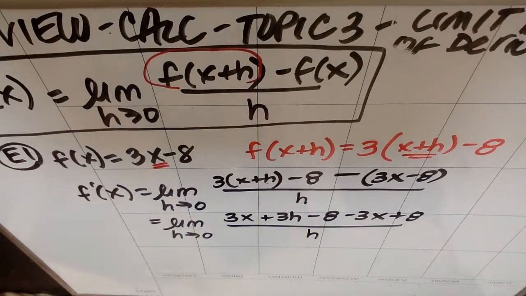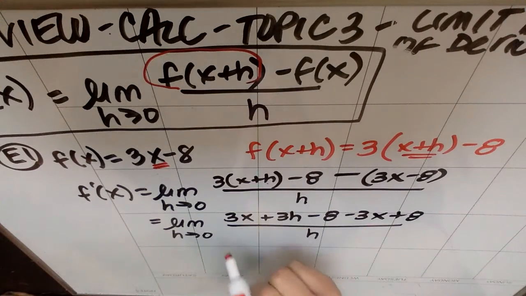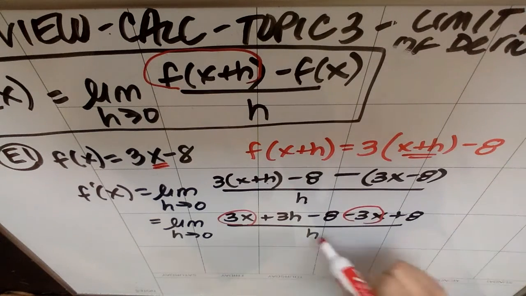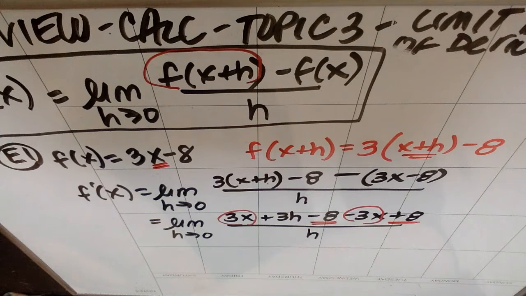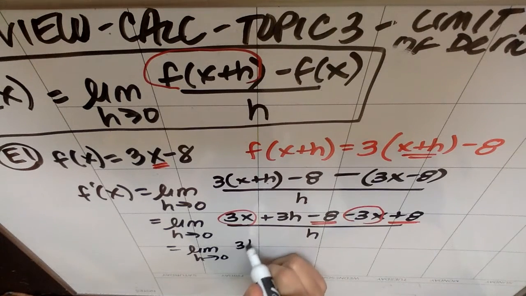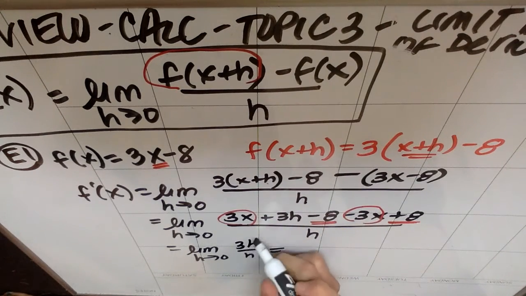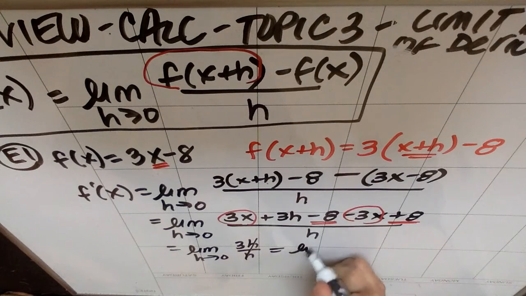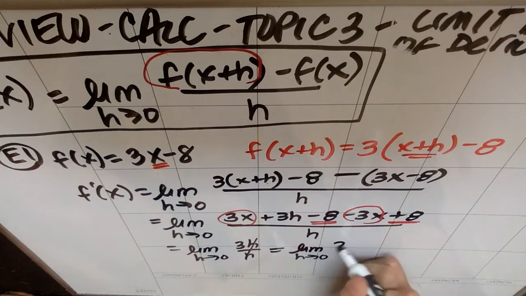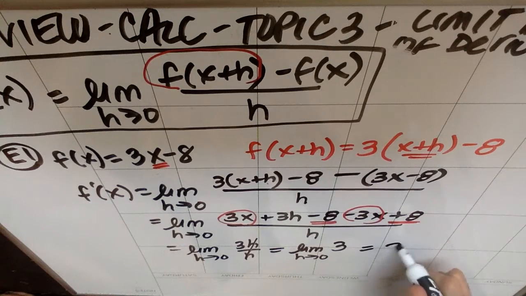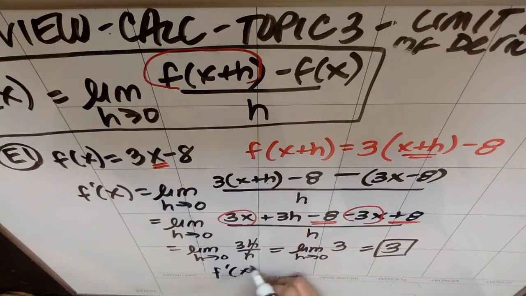So what I want you to notice is that anything on the top that doesn't have an h magically sums to 0. The 3x and the negative 3x will sum to 0. The negative 8 and the positive 8 will sum to 0. So what ends up happening is I get that this is the limit as h approaches 0 of 3h on top of h, which means I can cancel that h factor, so I get the limit as h approaches 0 of just the number 3. Since there's nowhere to plug in h, my answer is just 3. So f prime of x is 3.